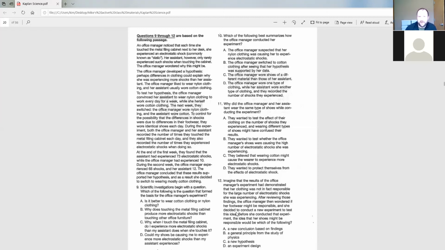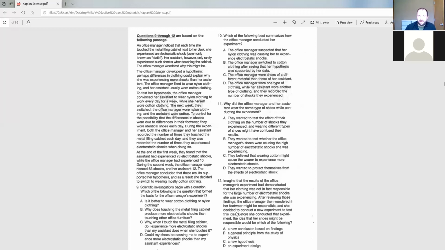Number 10, which of the following best summarizes how the office manager conducted her experiment? Okay, let's look at the options. A, the office manager suspected that her nylon clothing was causing her to experience electrostatic shocks. B, the office manager switched to cotton clothing after seeing that her hypothesis was supported by her data. C, the office manager wore shoes of a different material than those of her assistant. Or D, the office manager wore one type of clothing. Her assistant wore another type of clothing, and they recorded the number of shocks they experienced.